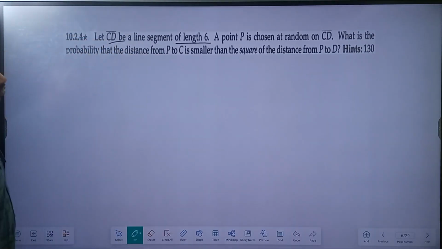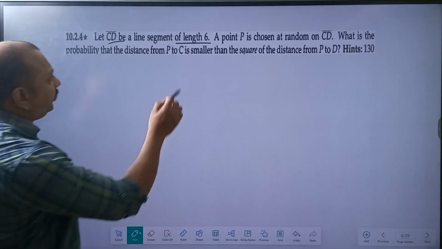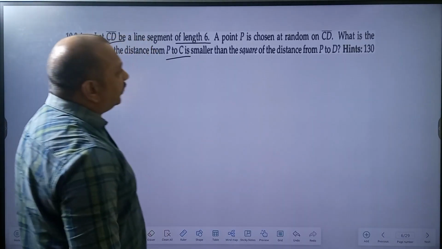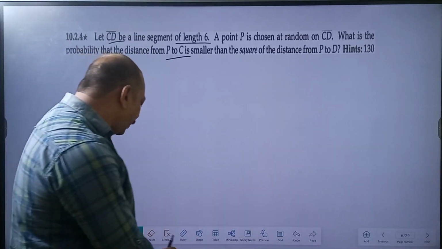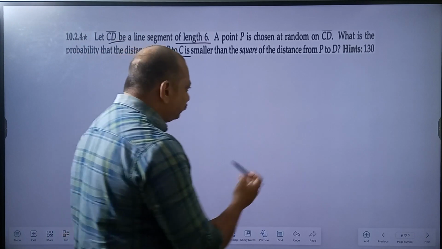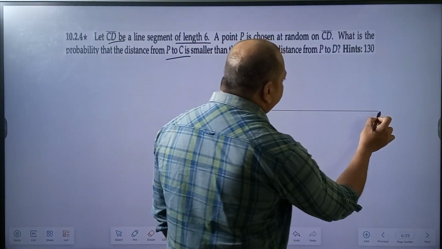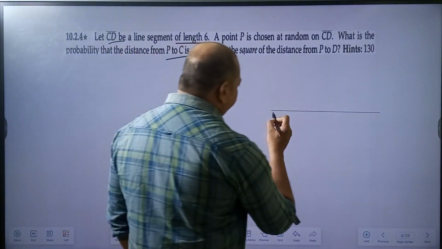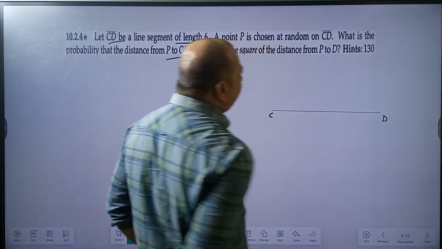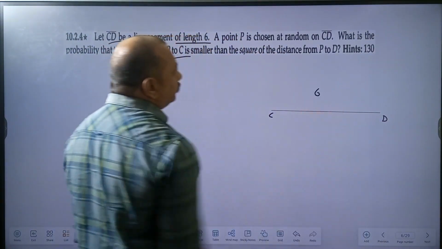A point P is chosen at random on CD. What is the probability that the distance from P to C is smaller than the square of the distance from P to D? Okay, whatever, just draw the line. CD, right? CD. Total length is 6 units.